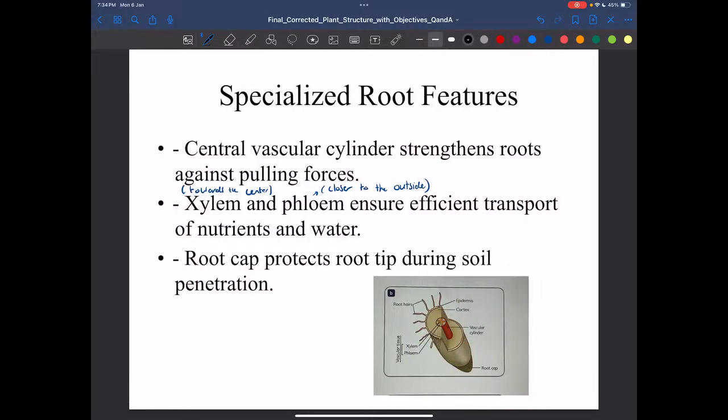And of course, we also have the central vascular cylinder, which both strengthens the roots and is also for the absorption as it contains xylem and phloem. And we finally have the root cap, which protects the root tip during soil penetration. Okay, and this is the image.